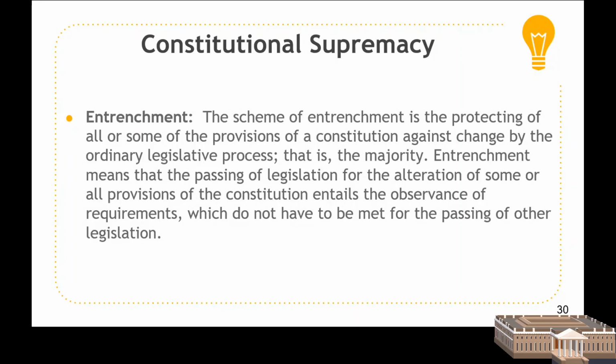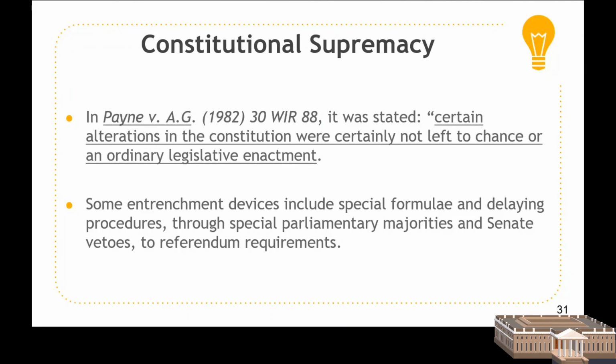The scheme of entrenchment protects the Constitution from ordinary changes by Parliament. Entrenchment means that the passing of legislation to change the Constitution must follow particular requirements. Like I said, you have to go in a particular direction to have any of these adjustments enforced. Let's look at some cases. In Payne and the Attorney General in 1982, it was stated, quote, certain alterations in the Constitution were certainly not left to chance or to an ordinary legislative enactment.